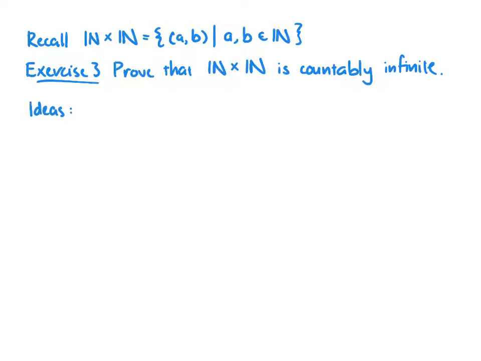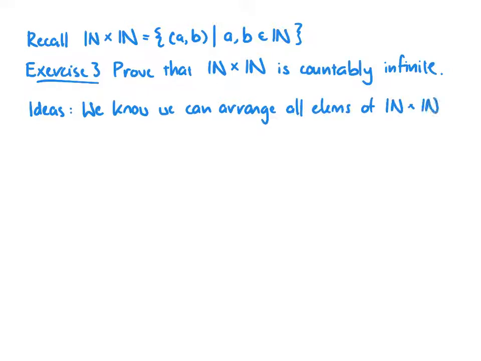We know we can arrange all the elements of N cross N in a grid, as I'm going to write below. I mean this. (1,1) goes in that first spot. Next to it is going to be (1,2). Then next to that is going to be (1,3). And so on. So this continues down the line here.